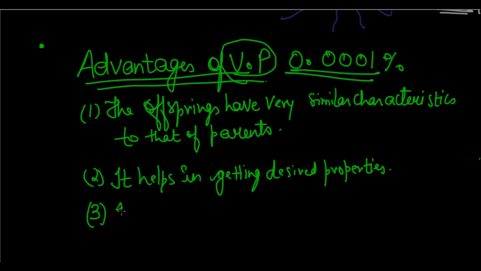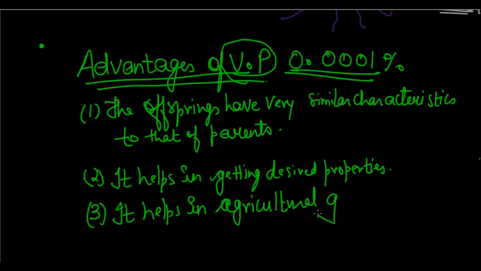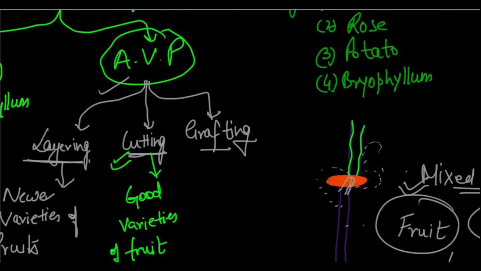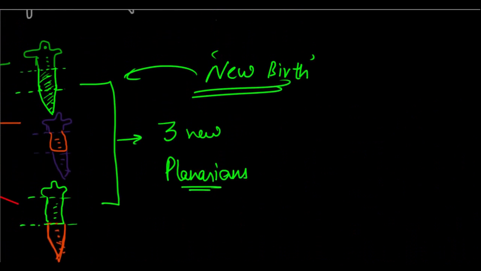Number 3, it helps in agricultural growth. If you can even give an economic twist to this, it largely helps the agricultural sector. It is one of the major things practiced in the agricultural sector. It helps not only biology but also economy. So that's something really important. So these are 3 advantages of VP, that is vegetative propagation, right? Very important, and it comes for a lot of marks, right?